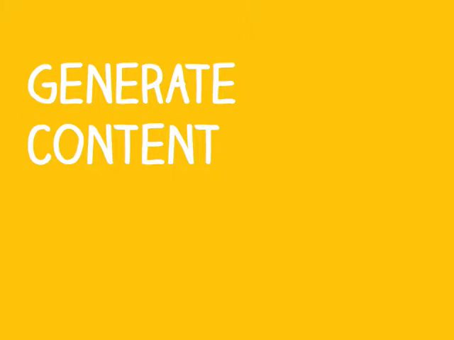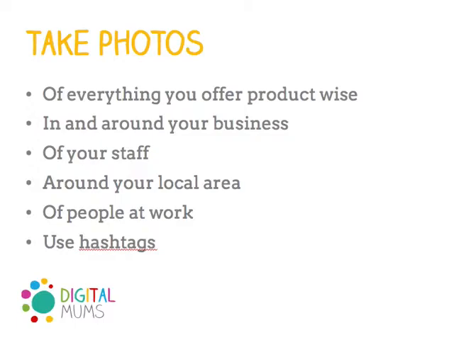So once you've done all your research and you're really confident about your hashtags and you've got a real sense of how it's all working, the next thing you would do is to generate content. You might already have a bank of photos, but you might need to go and take lots of new photos when you're matched with a business. Basically, take photos of everything that is offered product-wise.